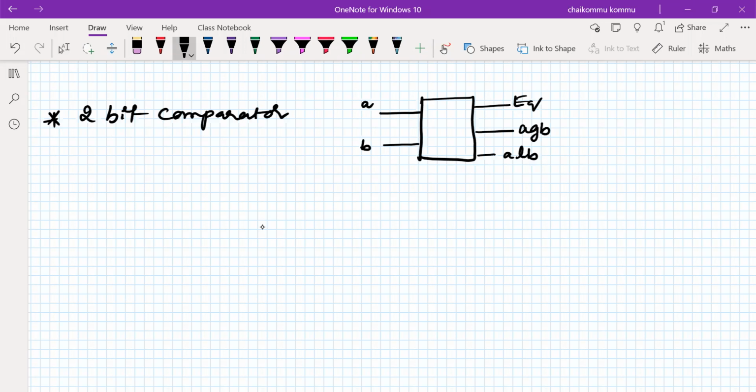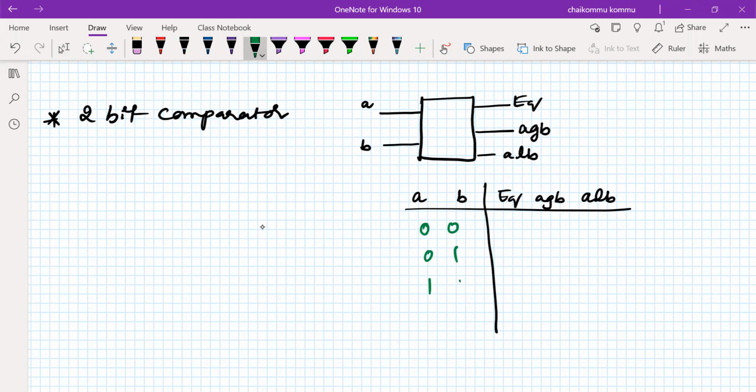What is the truth table for this one? If A, B are the input signals, what does it have to produce? Equality, A greater than B signal, A less than B signal. AGB is one word. So what is happening here? If it is 0 0, 0 1, 1 0, 1 1. If you don't know anything about the equations, then we have to develop the equations from the truth table. So what is the output here now? If A and B are equal, this must be true.